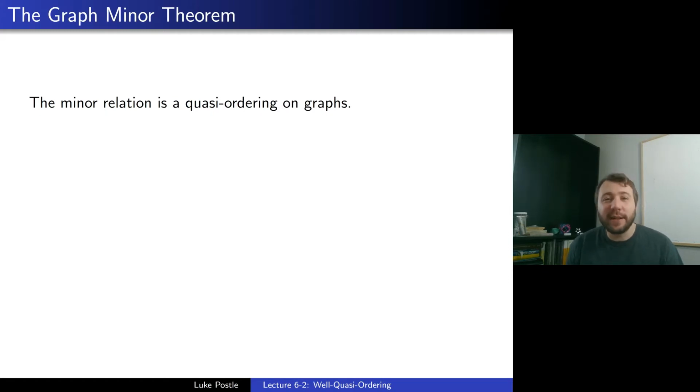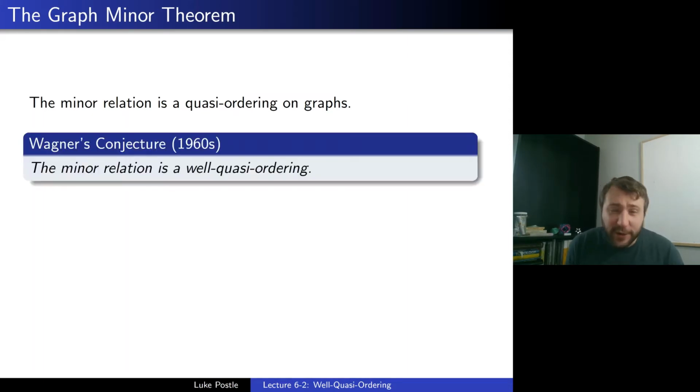And now we can talk about this for graphs. And what's the point? Well, we're doing minors these weeks. The minor relation is obviously a quasi-ordering of graphs. It's reflexive, you're a minor of yourself, and it's transitive: if x is a minor of y, and y is a minor of z, then x is a minor of z. So that's the minor relation. The question is, is it a well-quasi-ordering?